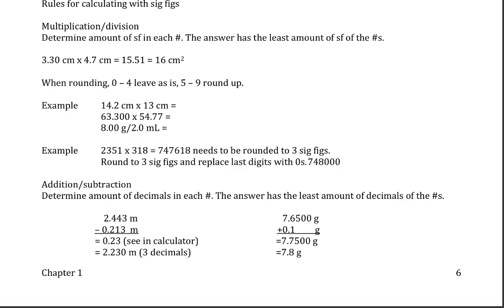Our next example is 7.6500 grams plus 0.1 grams. So we made that first measurement on a very accurate balance. The second measurement was made on a balance that's not very accurate. It only has accuracy of 1 decimal. So in our calculator, we might see that sum to be 7.7500 grams, or maybe we would just see 7.75.